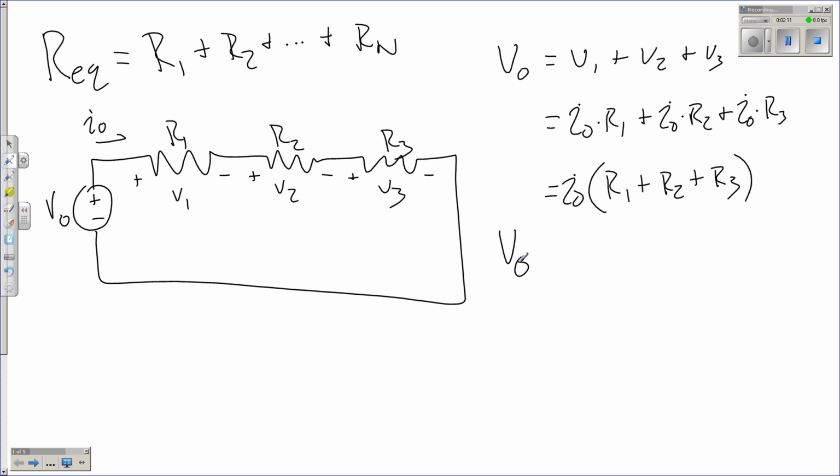So here we've satisfied Ohm's law, as long as that holds true, right? Easy peasy. All right, how about in parallel? Well, that's a little bit harder.